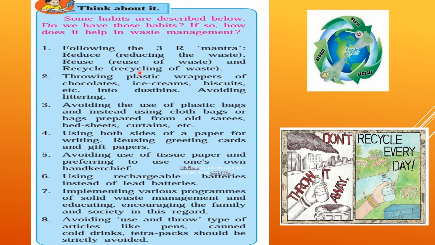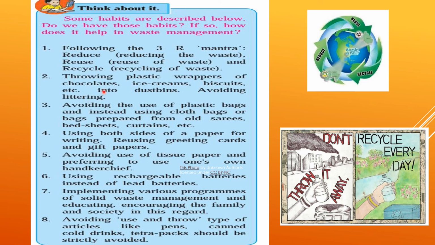Then the next point is about the 3R mantra. In your textbook, this page is given. Think about it. Some habits are described below. Do we have those habits? If so, how do they help in waste management? The first is following the 3R mantra. Reduce, that is reducing waste. Reuse, that is reuse of waste. And recycle, that is recycling of waste. These 3 points are known as the 3R mantra: reuse, reduce, recycle.